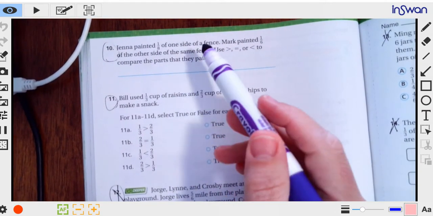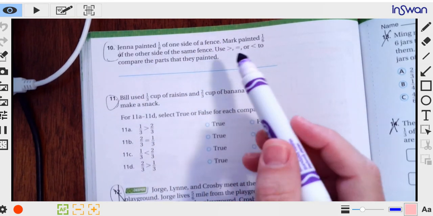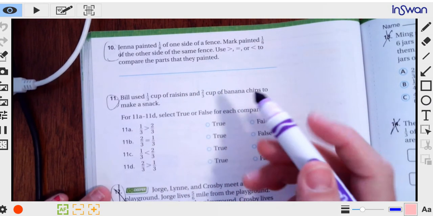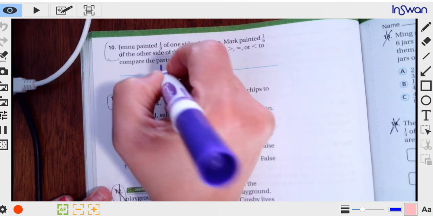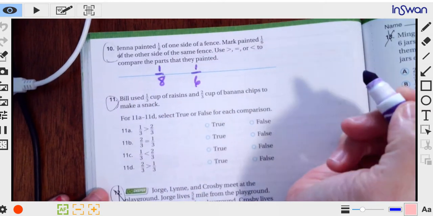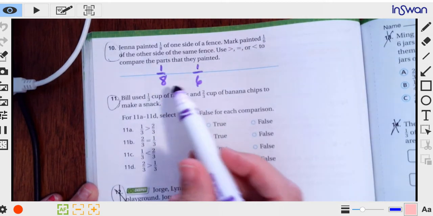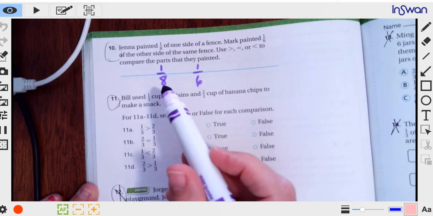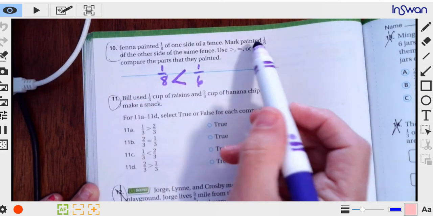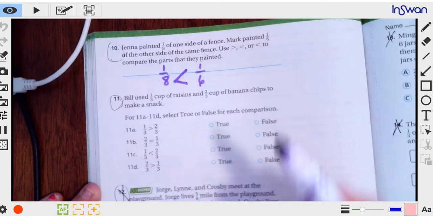Jenna painted 1/8 of one side of a fence. Mark painted 1/6 of the other side of the fence. Use greater than, equal to, or less than to compare the parts they painted. So we have Jenna who painted 1/8, and we have Mark who painted 1/6. Who painted more? Well, these are the unit fractions. So now we just look at the pieces. The eighths are going to be smaller. Okay, so it says, use this. Yep, so 1/8 is less than 1/6.